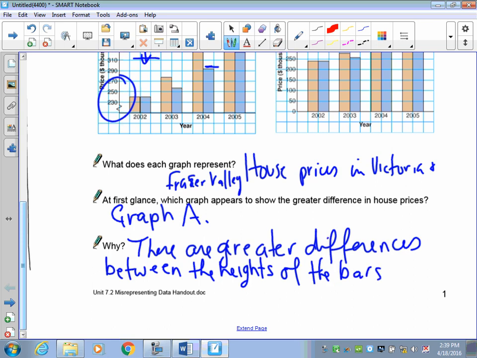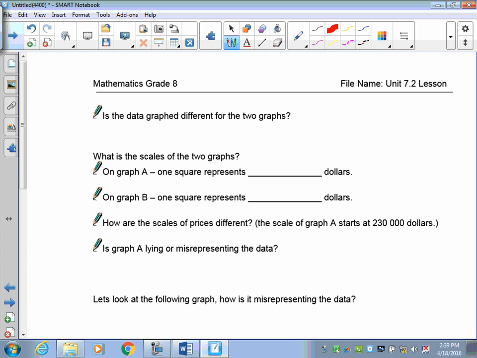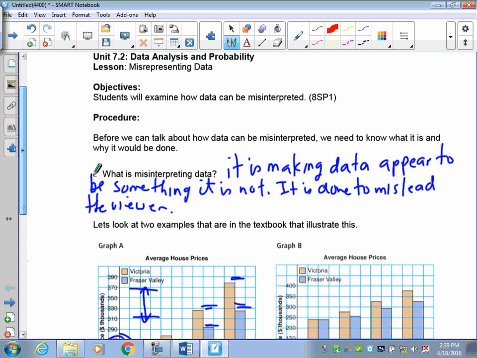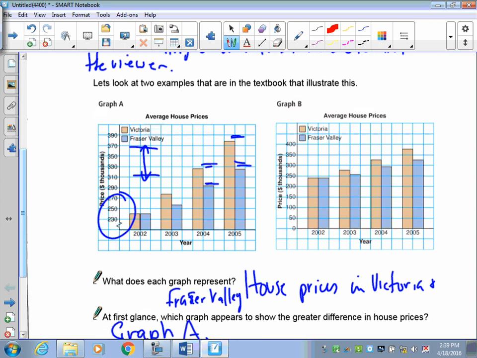Okay, so turn the page. Now, is the data graphed different for the actual two? If you take a look at the graph very carefully, you'll notice that it's the same information. So no, it's not different data. The graph information is the same. So the question is, if the information is the same, why is it so different? Well, if you look over here, we said that this one started at 200,000. This one started at 0.